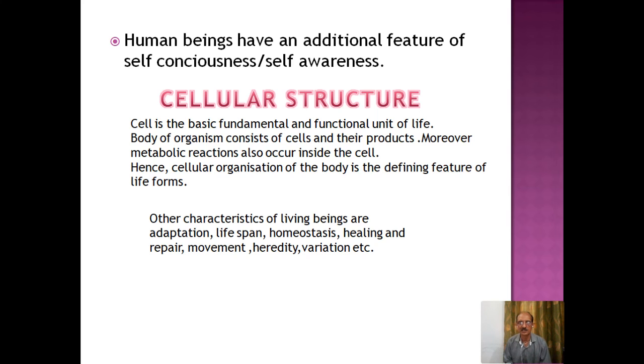Now, coming to the cellular structure. We know that the cell is the basic, fundamental, and functional unit of life. Our whole body is made up of cells, so an organism consists of cells and their products. Moreover, all the metabolic reactions, as we have already understood, occur inside the cell. So we can say cellular organization of the body is the defining feature of life forms. Apart from this, the other characteristics of living beings are adaptation, lifespan, homeostasis, healing and repair, movement, heredity, variation, etc.